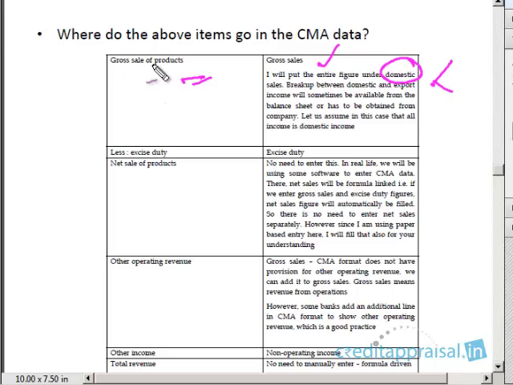So I'm going to put this amount on the gross sales in the same data. Excise duty we put directly into the entry of excise duty. Net sales we need not enter, as this is formula driven. The original CMA format does not have a provision for other operating revenue, but sometimes people add an additional row, because this is again an important item to highlight. Some banks, not all banks, provide an additional line. Some do not show it, so it's your choice. You can directly add it under the gross sales, or you can show it as a separate line. Other income you're going to put in the non-operating income.